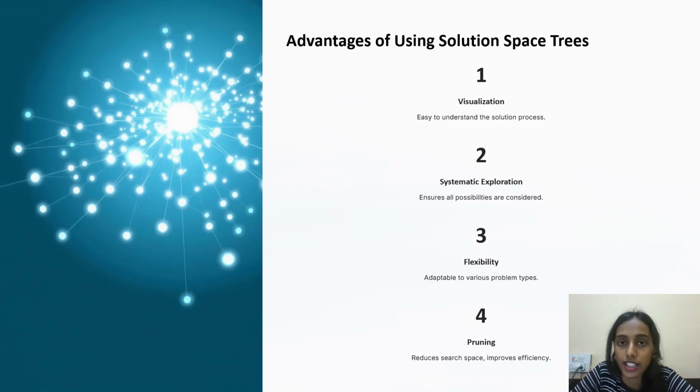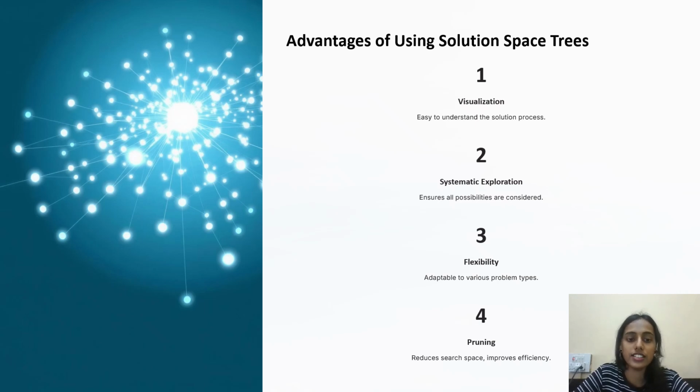The third one is flexibility. It is adaptable to various problem types. We can use the solution space tree for different problem types, so it is flexible in nature. And the fourth one is pruning. If we prune, it will reduce the search space and also improve the efficiency.